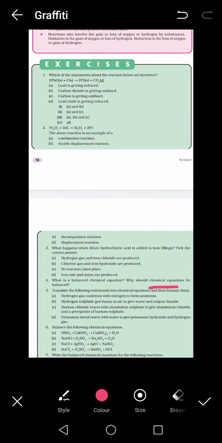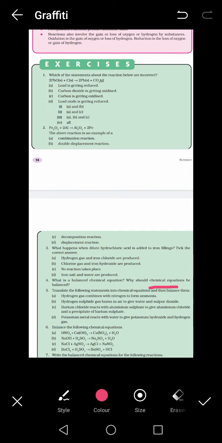The answer is, the law of conservation of mass states that atoms can neither be created nor destroyed in a chemical reaction. So the number of atoms present in the reactants has to balance the number of atoms present in the products. So here is your answer. Okay, go to the next question, 5a.